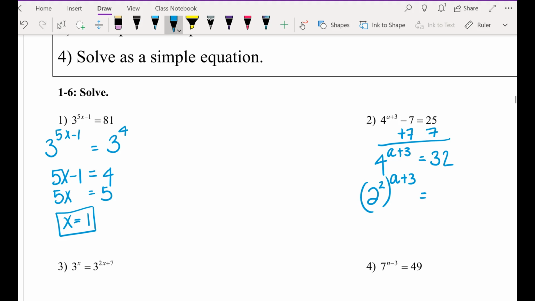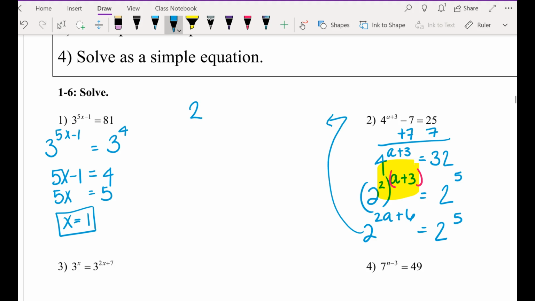Now on the right side, 32 can be broken down to the base of 2 raised to what power? 5. Now, what must we do with this exponent on the left side? Multiply, because power to a power, you must multiply. So when I multiply, what do I get? 2 to the 2a plus 6 equals 2 to the 5th. What do we do now? Drop the bases. So now the exponents are 2a plus 6 equals 5.